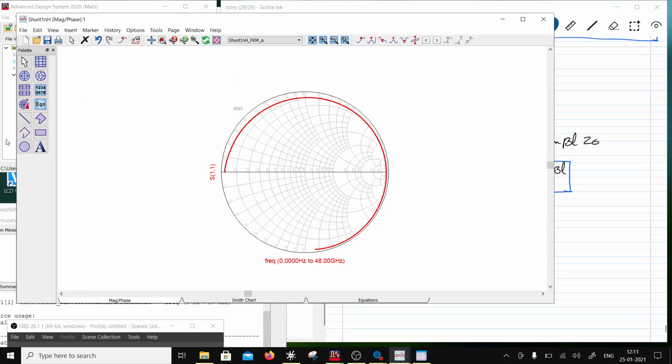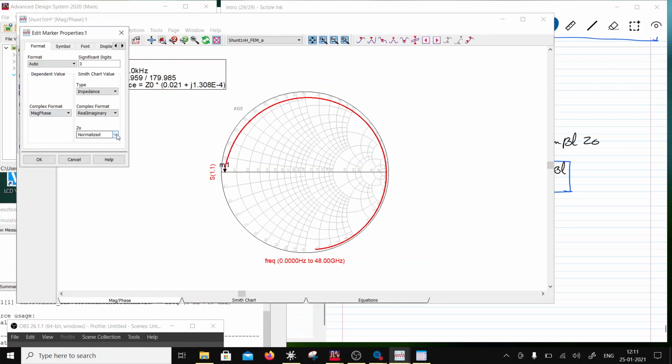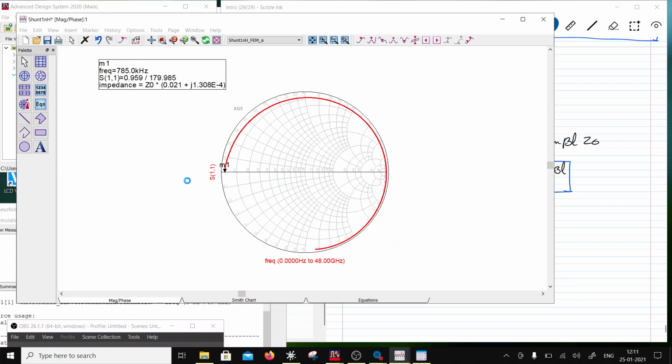Okay, the simulation is done, and here we have the single port S parameter simulation results, and I'm going to put a marker here. Let's normalize this to 50 ohm, and look at the DC resistance. The DC resistance is 1.045. Okay, so we are done with this simulation.